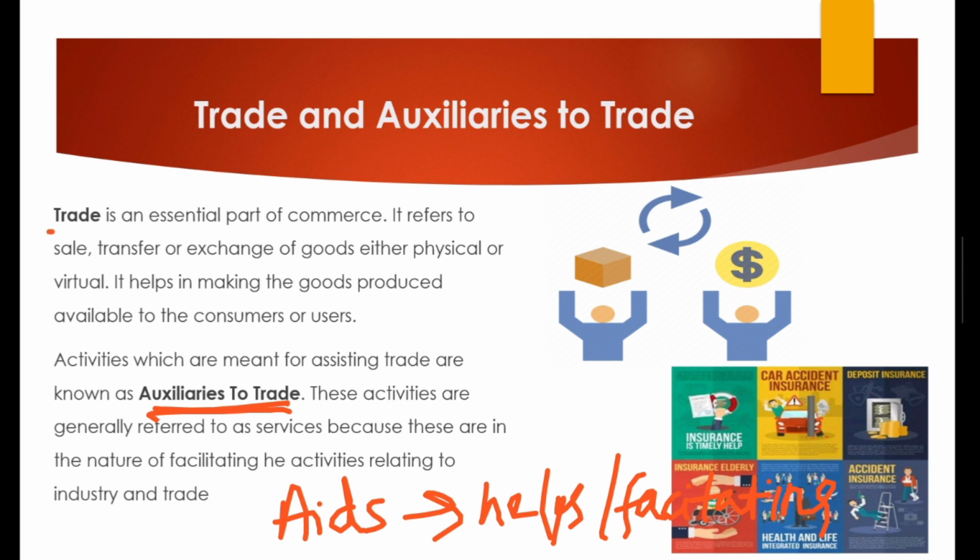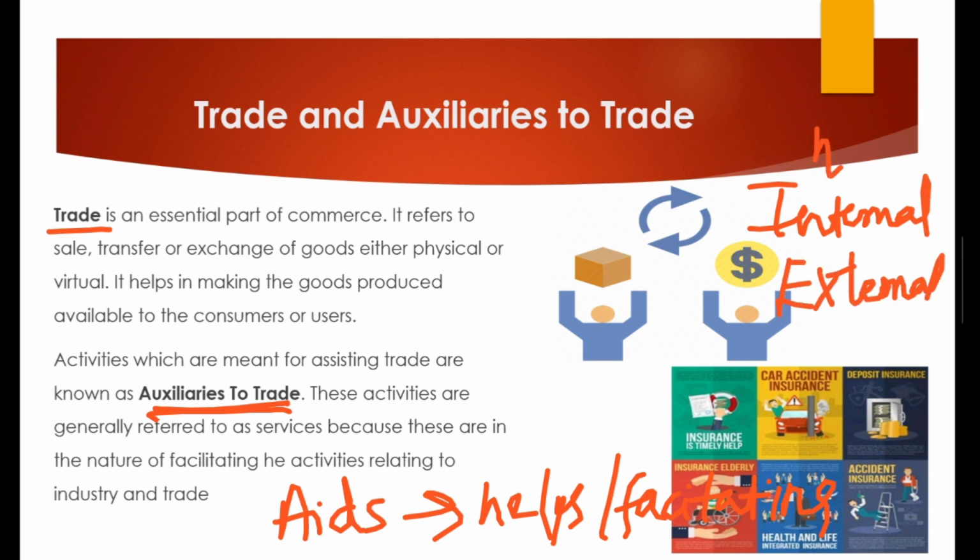In trade also, there are two types of trade. One is internal trade, the other one is external trade. Internal trade is nothing but trade that happens within the boundaries of the country. External trade takes place outside the boundaries of the country. Import and export, we can speak of it when we speak of external trade. So this is about trade and auxiliaries to trade.